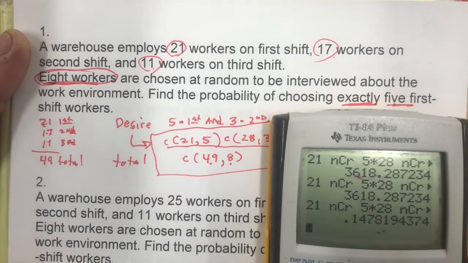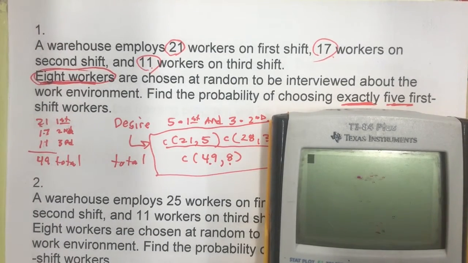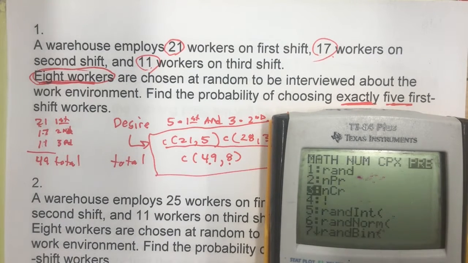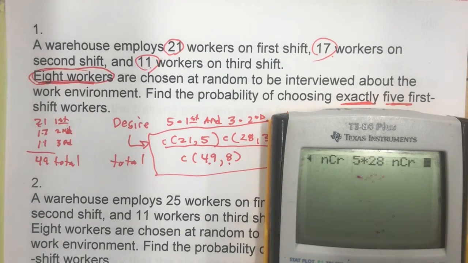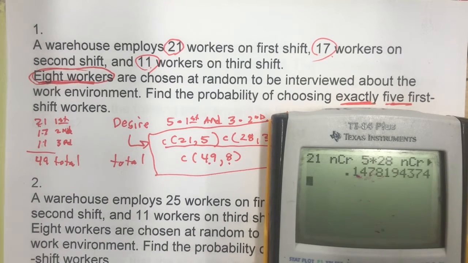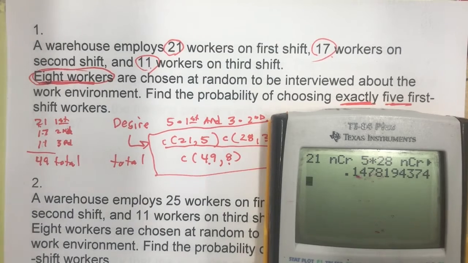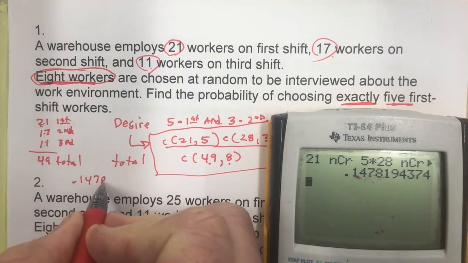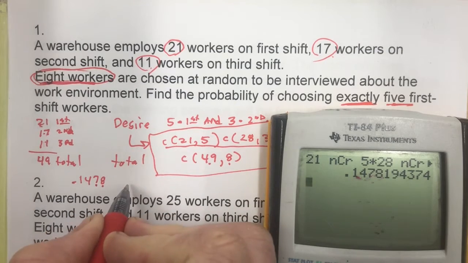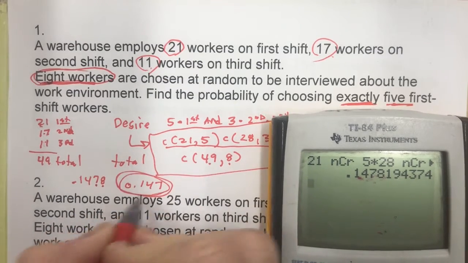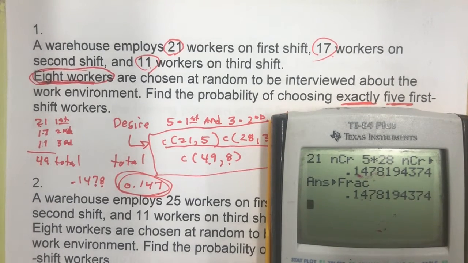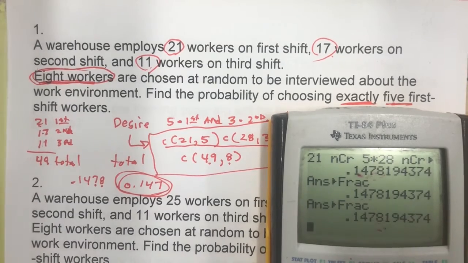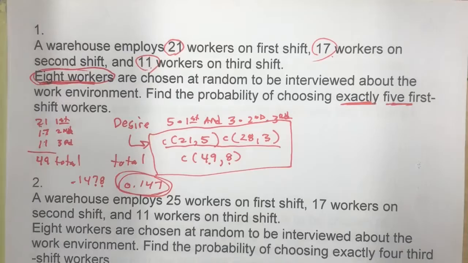And then I just punch this in. I get 21 NCR 5 times 28 NCR 3, and then divide by 49 NCR 8. And there's my answer right there, 0.1478. The 8 would make the 7 go up to 8, so it'd be 0.148 in 3 places. Now you could change it to a fraction, but this calculator doesn't go to the fraction very well. Okay, well, there we have it.